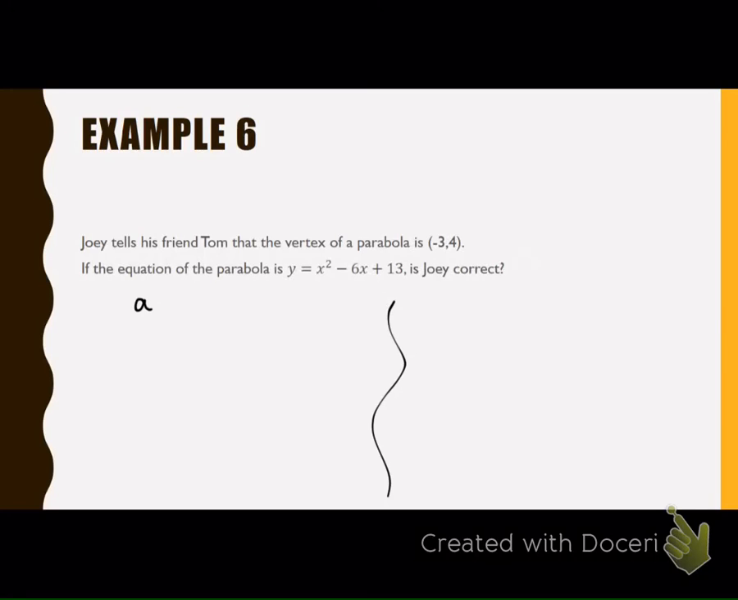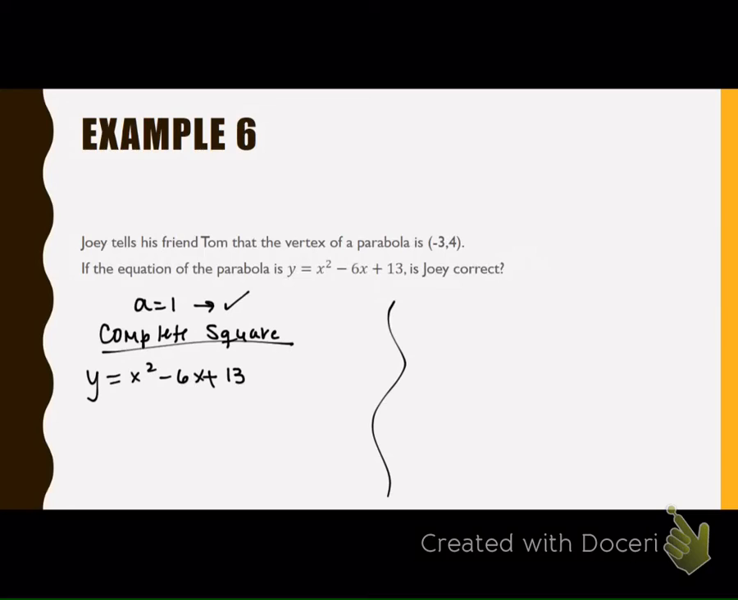a is equal to 1, so can we complete the square? Yes, that means we can complete the square. So we could put this in vertex form to find the vertex. That's the first way we could do it. I want to do this so you get a little more practice with completing the square since it's brand new.